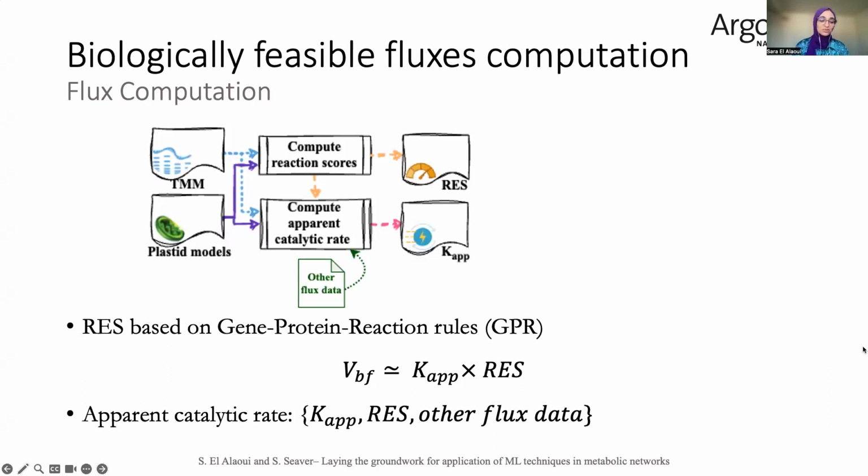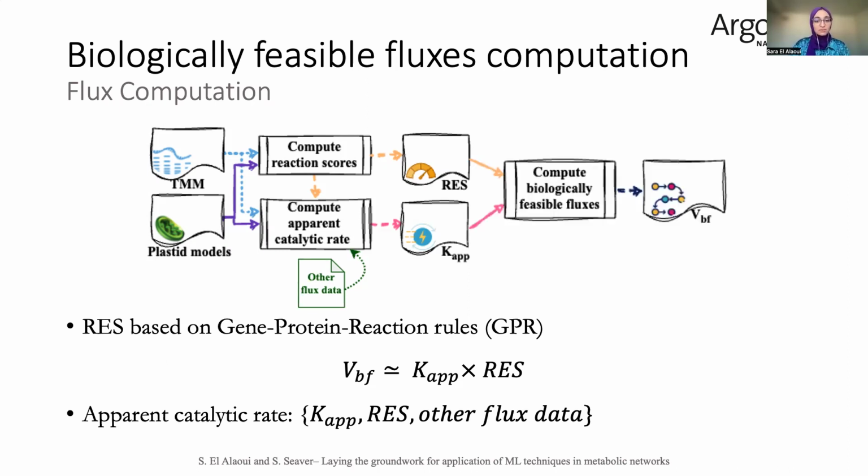I can talk about the details offline because then we're going to get stuck just in there. So we compute kapp, we compute reaction expression scores, and then we compute VBF, where VBF is just kapp times the reaction expression score. VBF is what is going to tell the machine learning model how the fluxes should naturally look. This is how you can limit your predictions, or direct your predictions towards a feasible solution for my simulation.